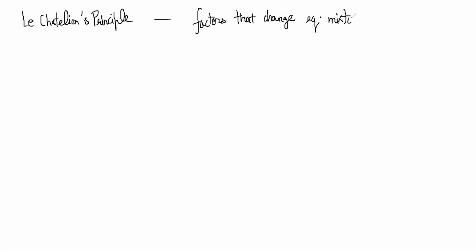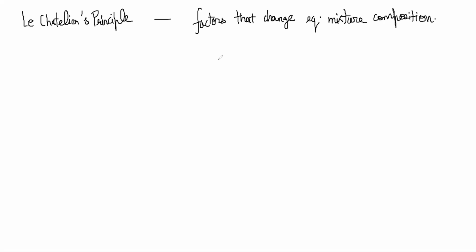Le Chatelier's principle, or factors that change the composition of an equilibrium mixture. So basically, we are going to try to learn how to modify the equilibrium mixture's composition by changing some things like changing temperature, volume, pressure, whatever, right?